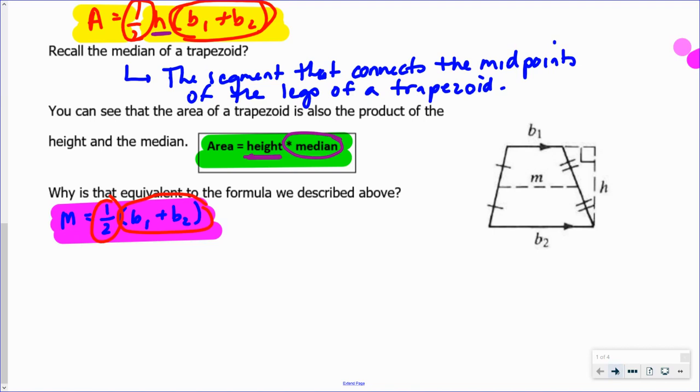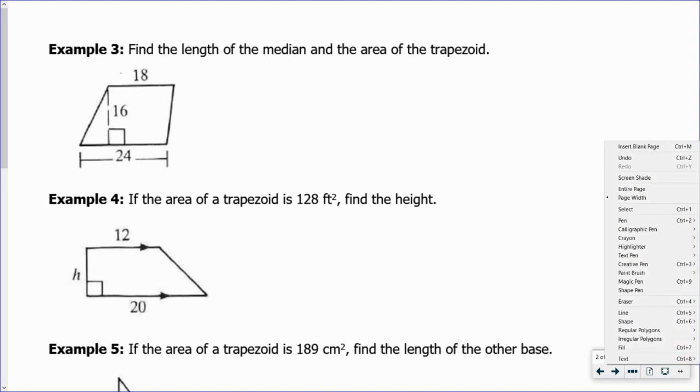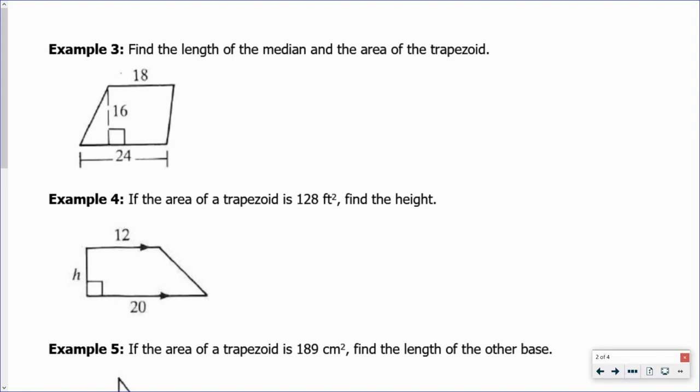So let's go through and do some examples, and I'll show you how to apply this. Let's take a look at example number 3. It says find the length of the median and the area of the trapezoid. What I'm going to do is demonstrate that both formulas will work, because in this case we could find the area of this trapezoid either way. So first, let's find the length of the median. The median is equal to 1/2 the sum of the bases, so 1/2 of 18 plus 24. In this case, the median is 21.